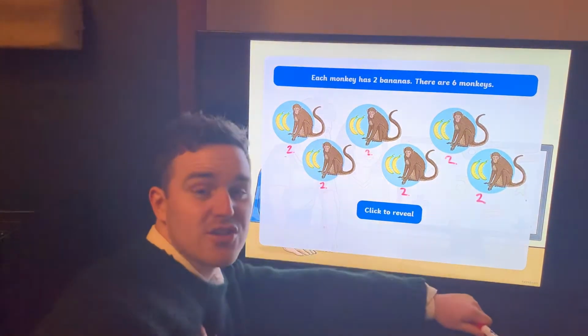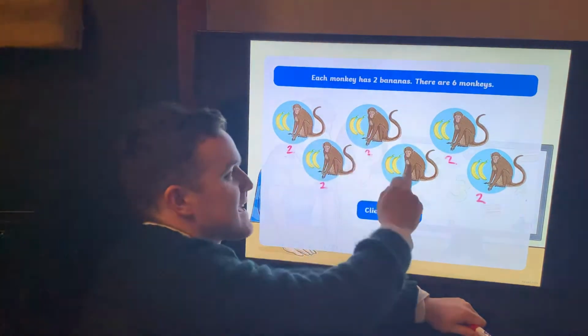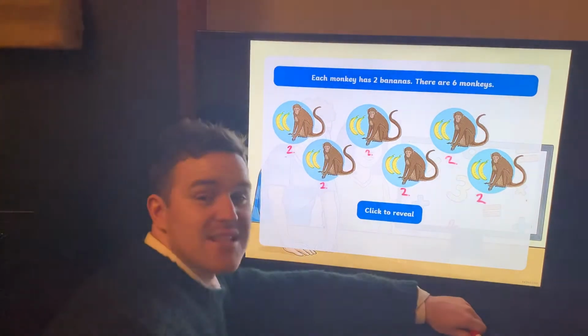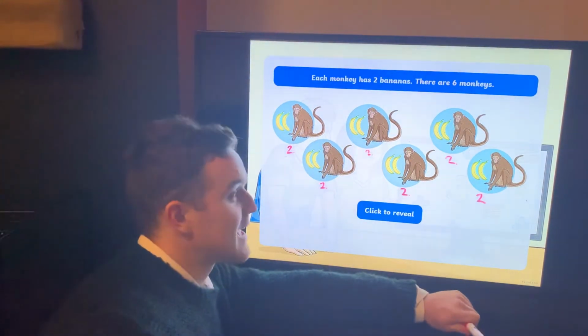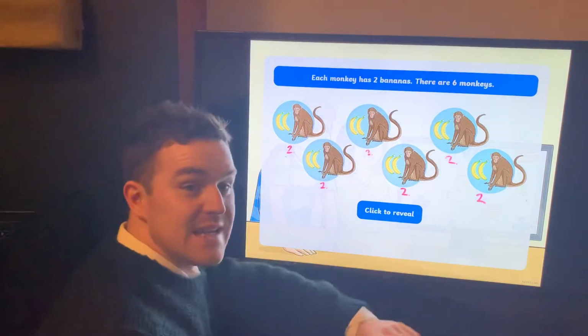Now I know how to count in twos. I can easily just count up how many bananas I've got. 2, 4, 6, 8, 10, 12. But that's not the tricky bit. The tricky bit is writing it as a sentence. So I'm not going to click to reveal. I'm going to write it myself.